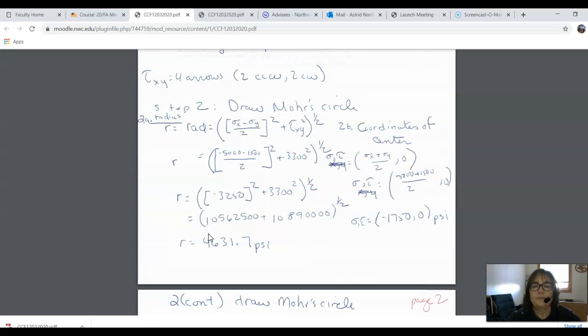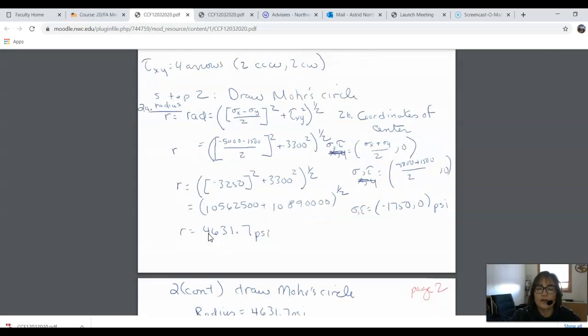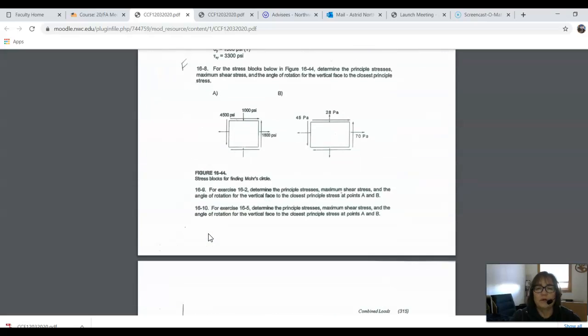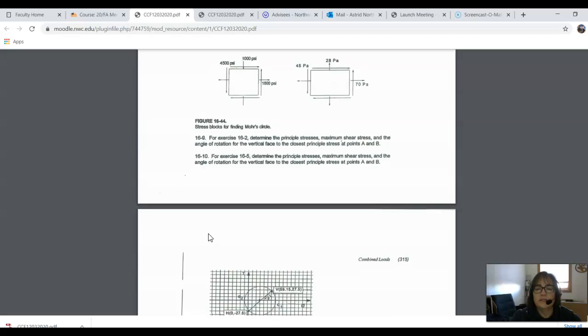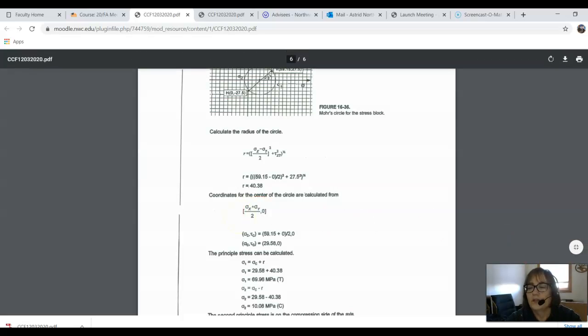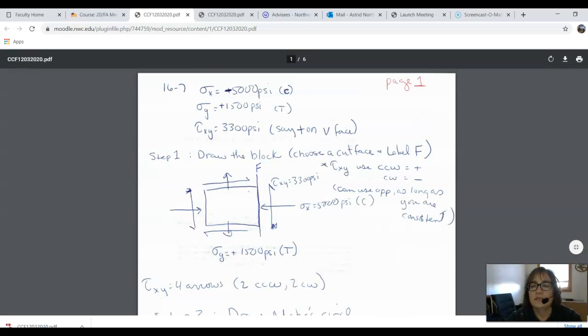All right. So the next thing that we want to do is to start to draw Mohr's circle. If you go back to the page out of your book right before this, it shows you how to do the construction. There are two equations that you need to use: the equation for the radius of the circle and then for the coordinates of the center of the circle. So that's what I've done next.